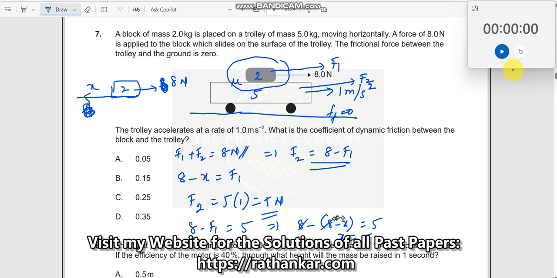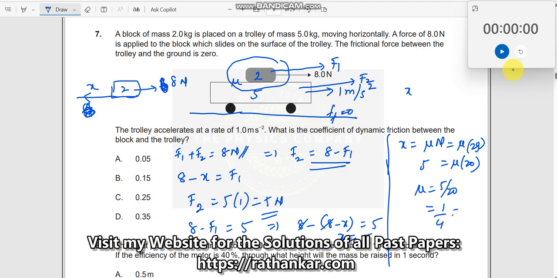Now, what is x here? The frictional force. Where does the frictional force act? It acts here. So this frictional force x is equal to mu times N, because it is sliding friction. What's the N value here? 2g, because we need to consider only the upper object over here. There's friction between these two. So it is equal to mu into 20. Now I can equate this: x equal to 5, so 5 is equal to mu into 20, and mu should be equal to 5 by 20, which is 1 by 4, which is equal to 0.25. The answer is C over here.